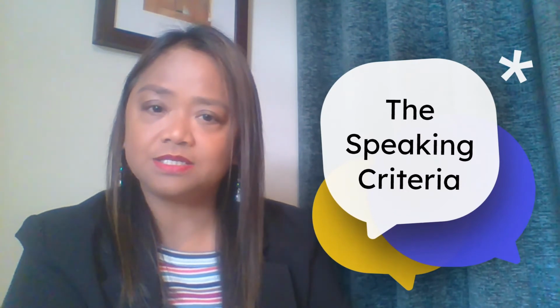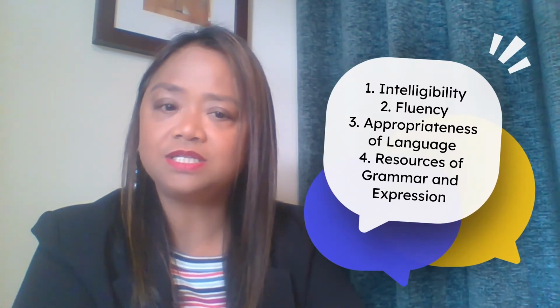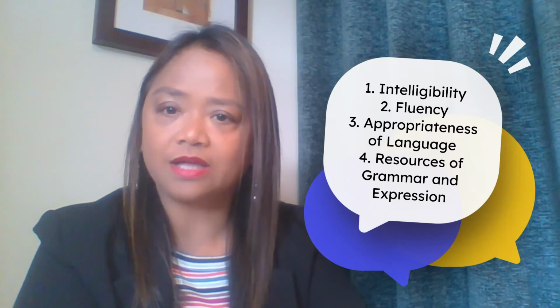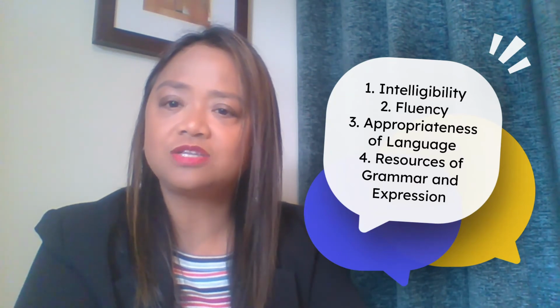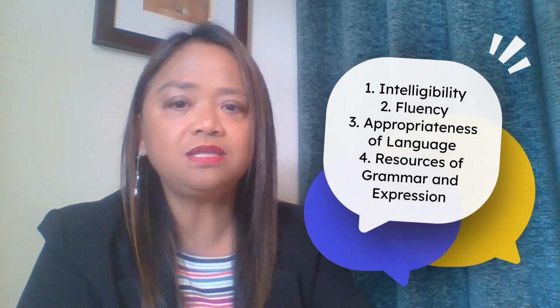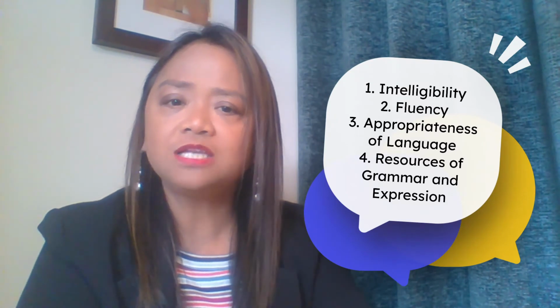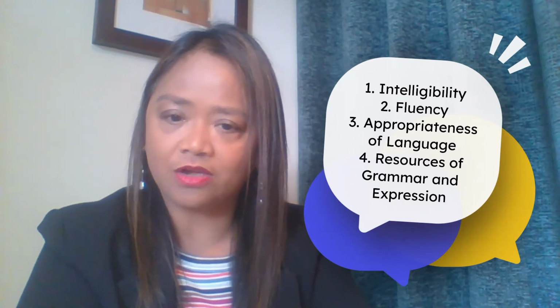Your 2 role plays will be assessed based on 2 sets of speaking criteria. The first set is the linguistic criteria. Under the linguistic criteria, you have intelligibility, fluency, appropriateness of language, and resources of grammar and expression. Here, the assessors would look at the impact of your pronunciation, intonation, accent, smoothness and speed of your speech, the choice of language, vocabulary and tone, as well as the general level of grammar accuracy.